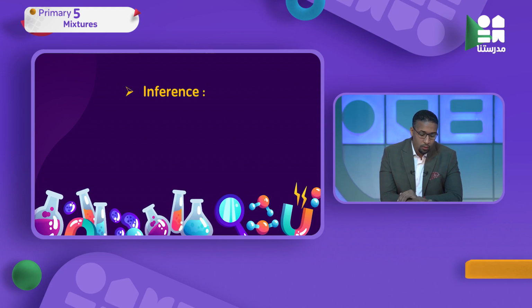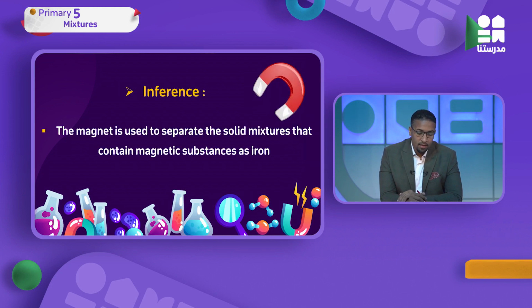Inference: we can conclude that the magnet is used to separate solid mixtures that contain magnetic substances such as iron, and if they contain nickel, it will also be separated by the magnet, and steel is also separated by the magnet.